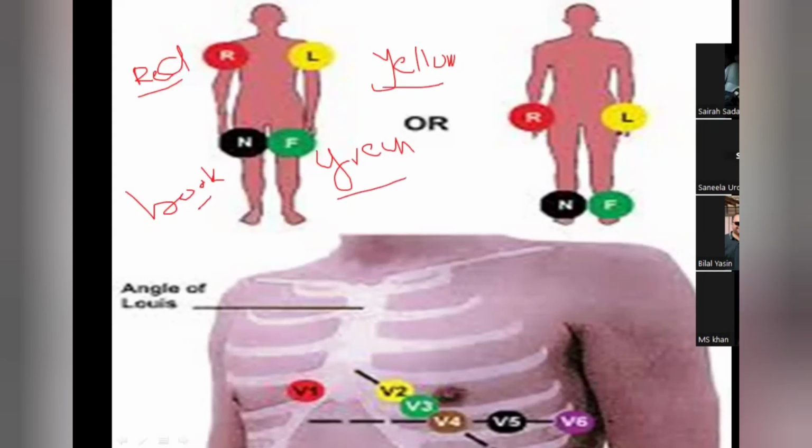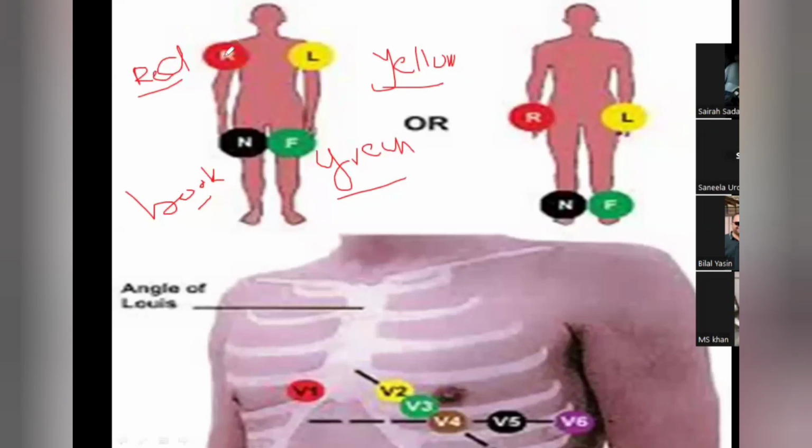Now, the important thing is this black one. We do not count it because the black electrode is usually neutral and it doesn't give you any recording of any electrical activity in the heart. So there are the limb electrodes like these, red, yellow, and green. And then there are the chest electrodes, which are placed on different sides of the chest, or you can say the precordium.